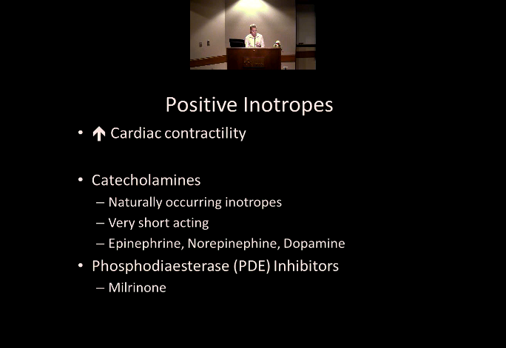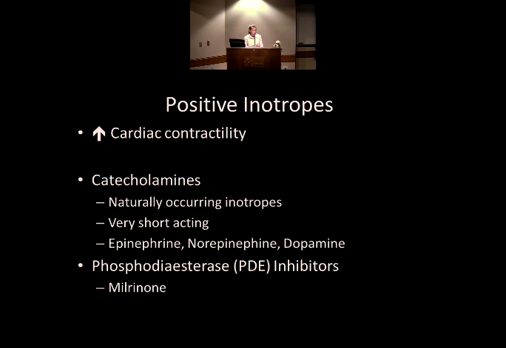So positive inotropes. We said inotropy was the contractility of the heart muscle. So to have a positive inotrope means you're going to have increased contractility. You're going to have a better squeeze to your heart. The ligands that we have that normally do this are called catecholamines. They're made by your body. They're kind of stress hormones. They're very short acting. And things that are made by your body are what we replace.